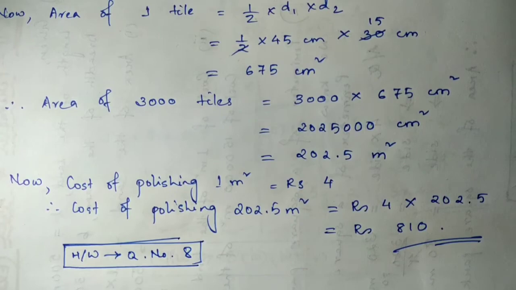Now let us move on to question number 9. So what is given in question number 9? It's given that the top surface of a platform is in the shape of a regular octagon as shown in the figure. Find the area of the octagonal surface. In your textbook, on the left side of the question, there is a diagram in the shape of an octagon. That is the reference for your question.